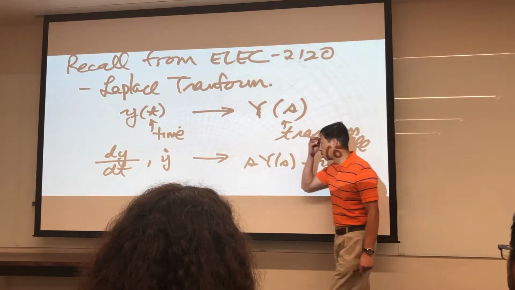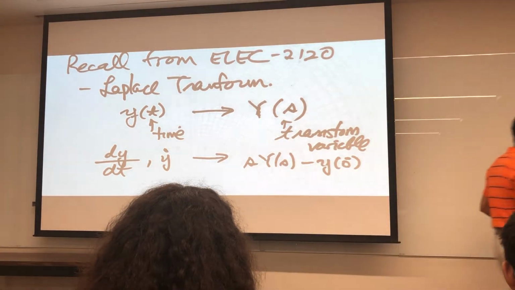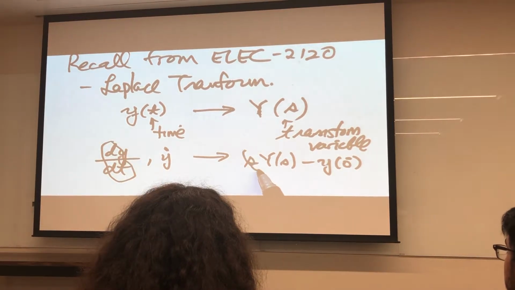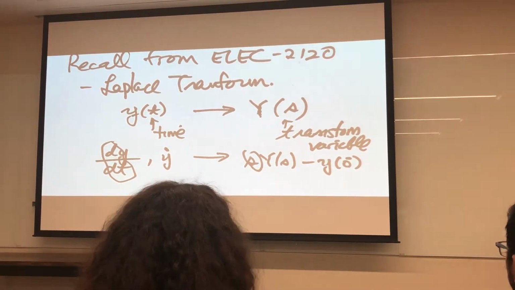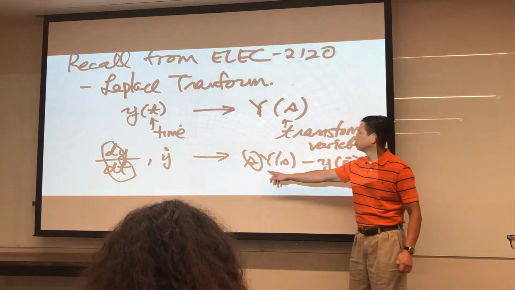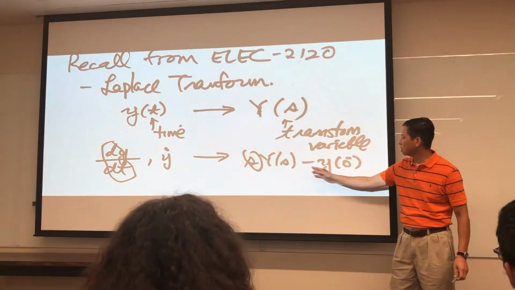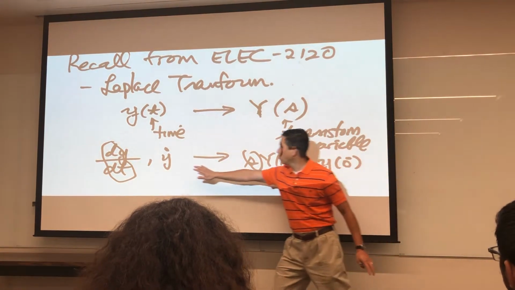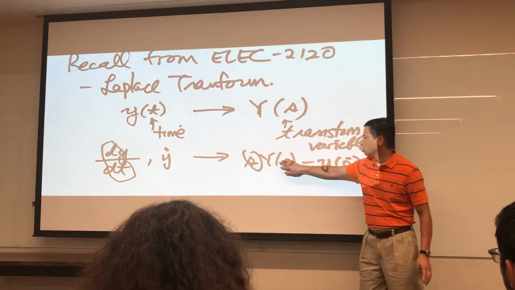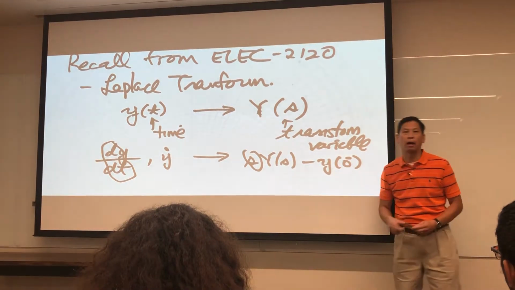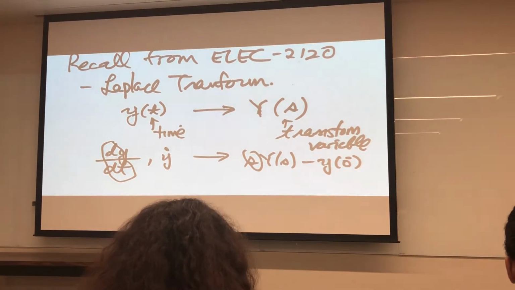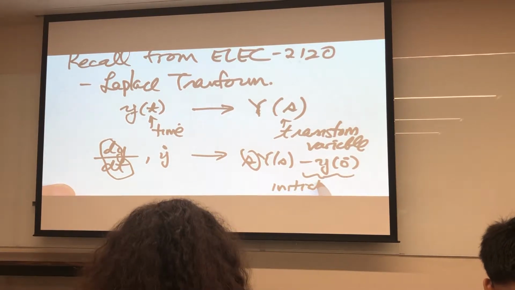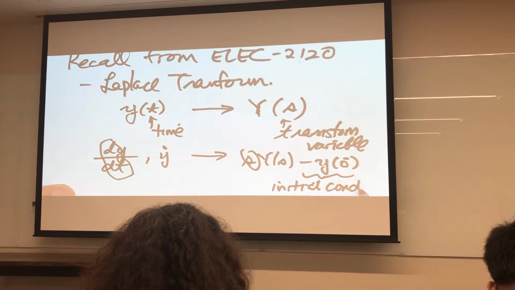Okay, so the takeaway is that the d by dt operator becomes this. Instead of a calculus operator, we just simply multiply by s. Now this thing here is the completion of the rest of the equation. It says that for the differentiation, I just do this algebra, but then I have to subtract out the initial condition. This is the initial condition.